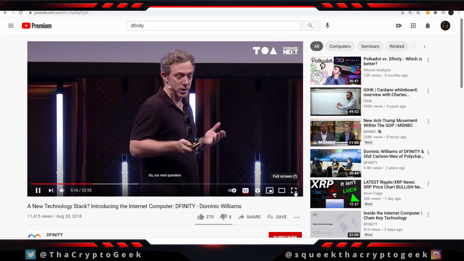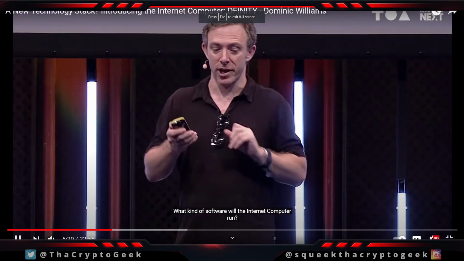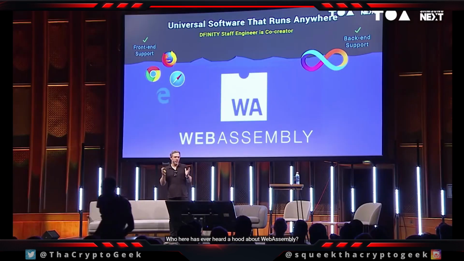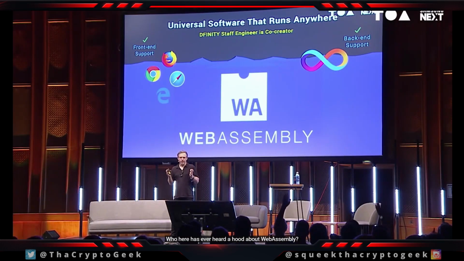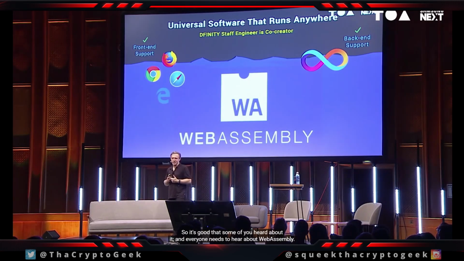So next question, what kind of software will the Internet Computer run? The answer is universal software that runs anywhere. It's a thing called WebAssembly. Who here has heard about WebAssembly? Okay, so it's good that some of you heard about it. Everyone needs to hear about WebAssembly. It's going to be absolutely huge. So it's the first open standard for universal software that runs anywhere.